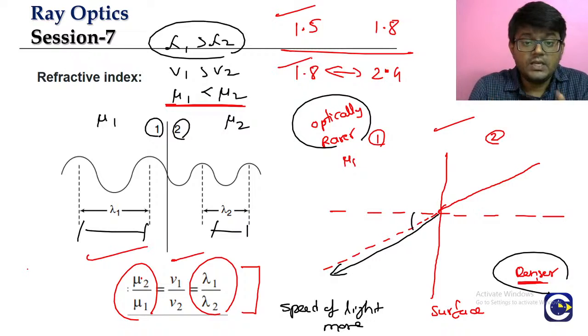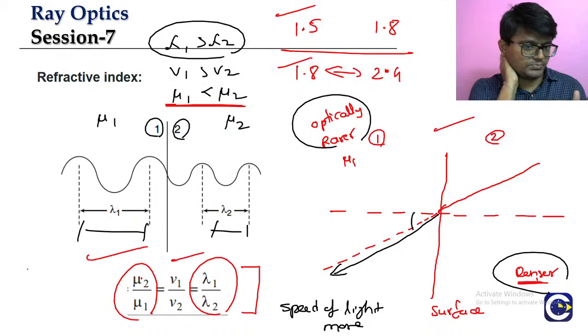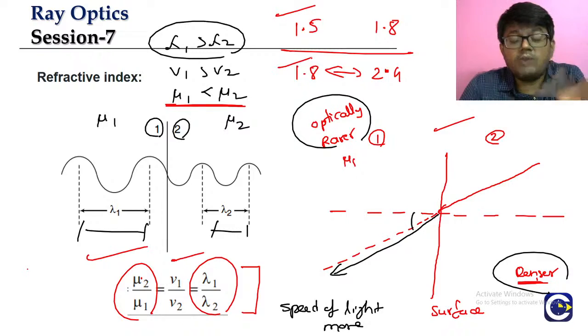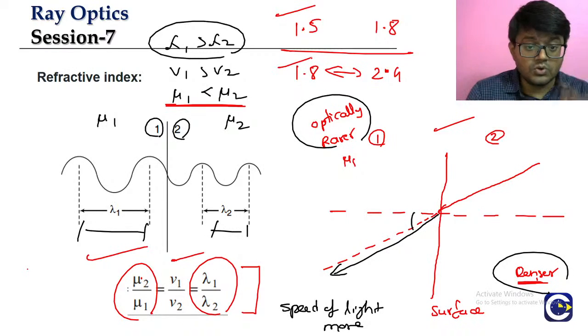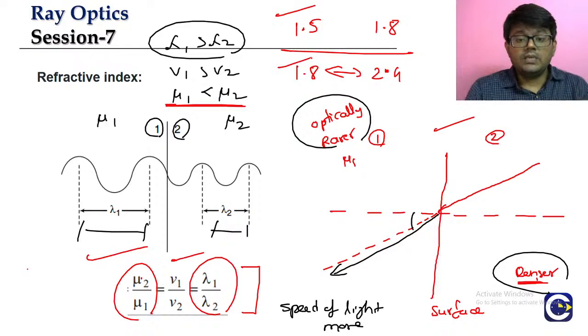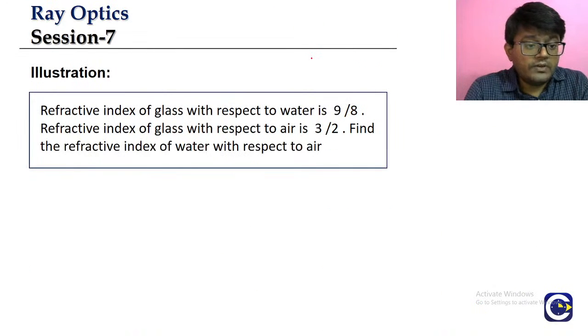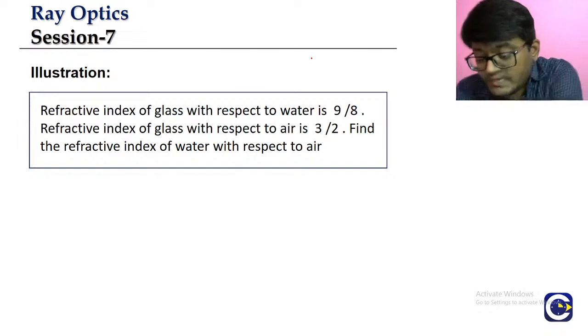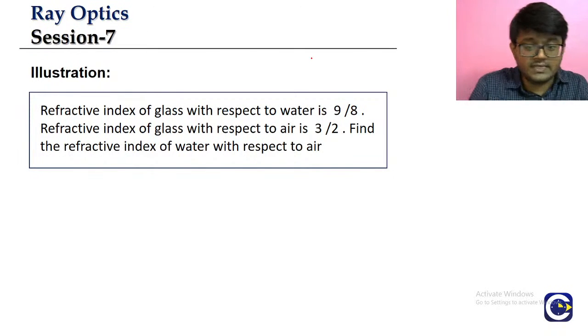But here you should note one thing. We are not able to tell exactly how much it will deviate. We are able to understand whether it bends towards the normal or away from the normal, but by how much, we are not able to know here. We will be able to know that by using the law of refraction. So we'll go there, but before that, we'll look at these sample questions.